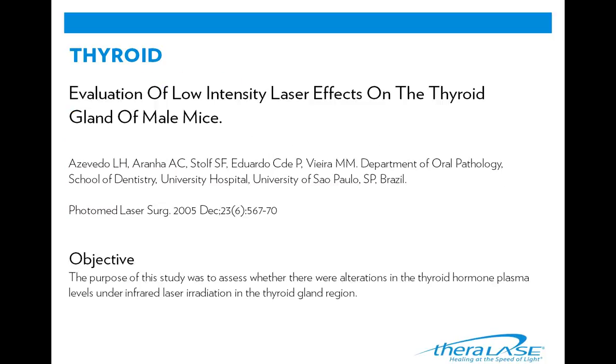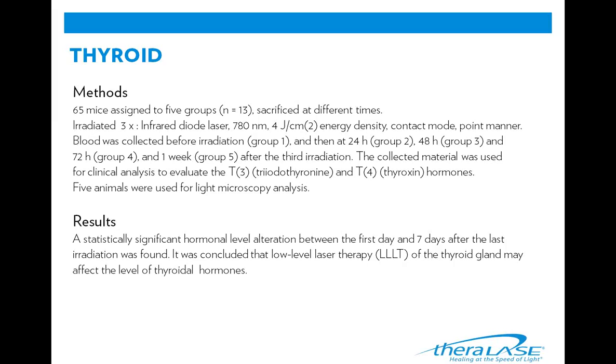Here's a study looking at the evaluation of low-intensity laser effects on the thyroid gland of mice. In this study, they were assessing whether the laser can change thyroid hormone levels after treating with the laser. They used 65 mice and assigned them to 5 different groups. Each group was treated 3 times with laser. They used an infrared diode laser, 780 nanometer wavelength, and 4 joules per centimeter squared energy density.